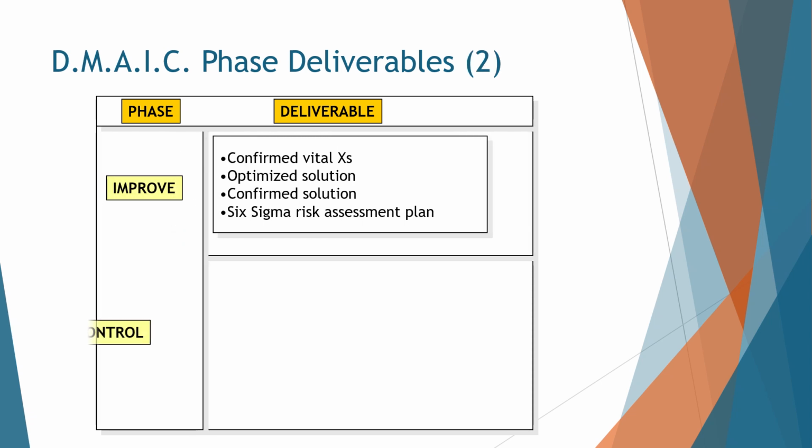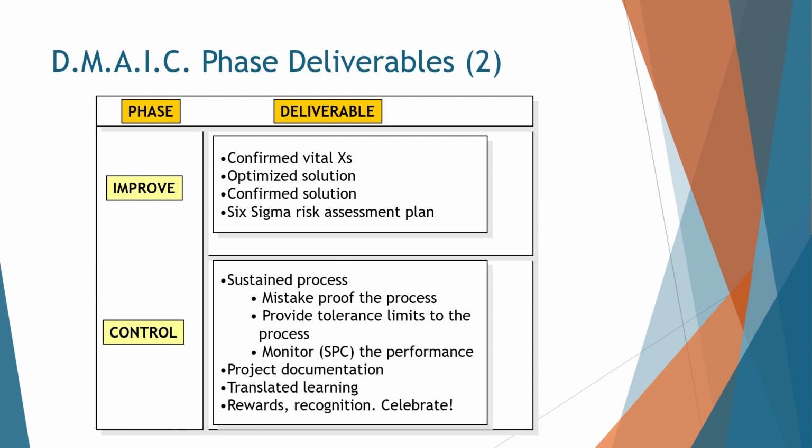Now for the improve phase, you're going to confirm the vital X's because that's what your improvement plan is going to be based on. You're going to have an optimized solution, confirmed solution, and the Six Sigma risk assessment plan. Lastly, you're going to control those positive changes that you made.